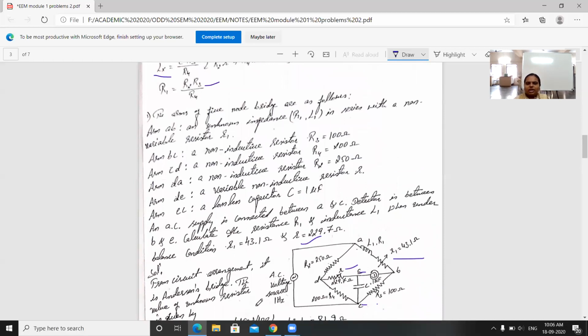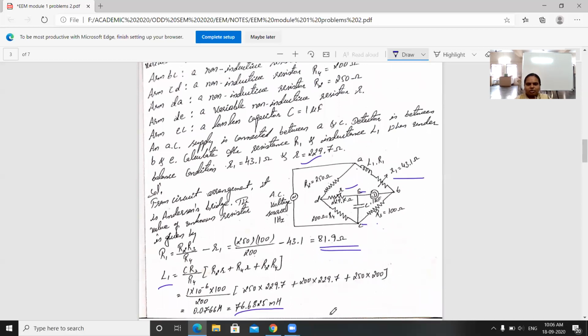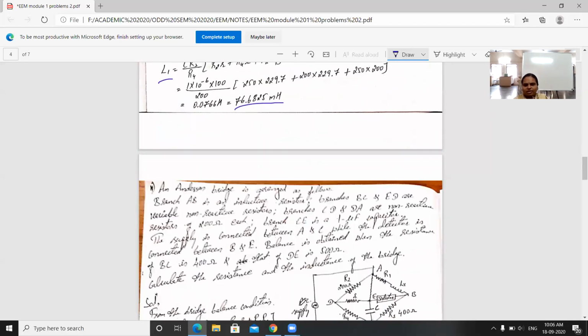First you have to go for which terminal what is connected. Only remember here, across the unknown parameter one more variable small resistance is connected. If you subtract it from the balanced equation, you will be getting your unknown parameter, that is R1. Okay, this is how you have to solve the problem based on the Anderson's bridge.